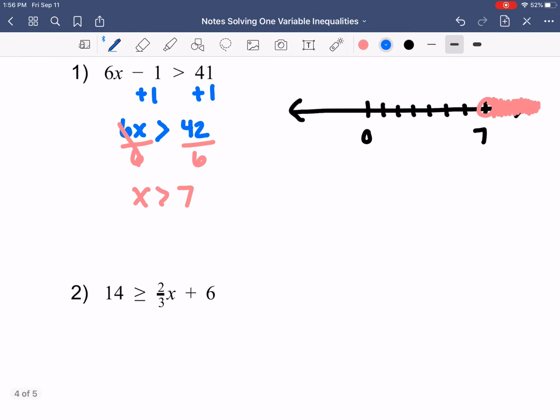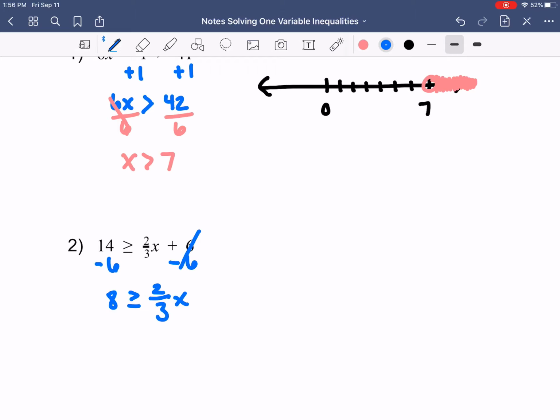Number 2 says 14 is greater than or equal to 2/3 x plus 6. So I see a fraction. The first thing I'm going to do is isolate that by subtracting 6 on both sides. 14 minus 6 is 8, so 8 is greater than or equal to 2/3 x. All right, so if you remember from our notes yesterday, the way that you can get rid of a fraction is by multiplying by its reciprocal. So 3/2, I'm going to multiply on both sides.